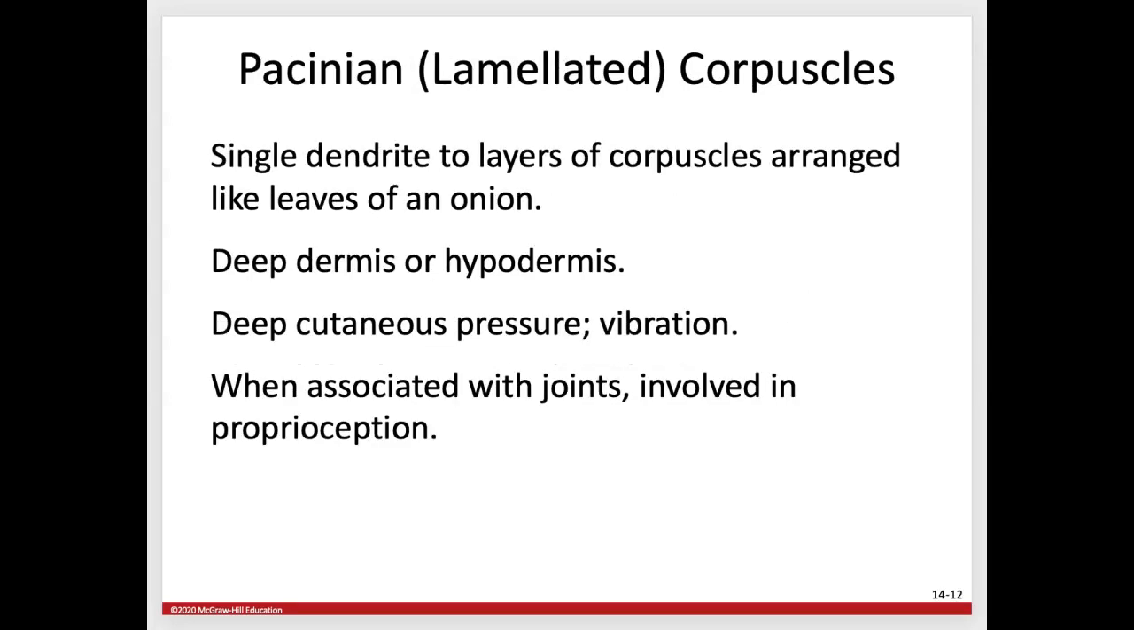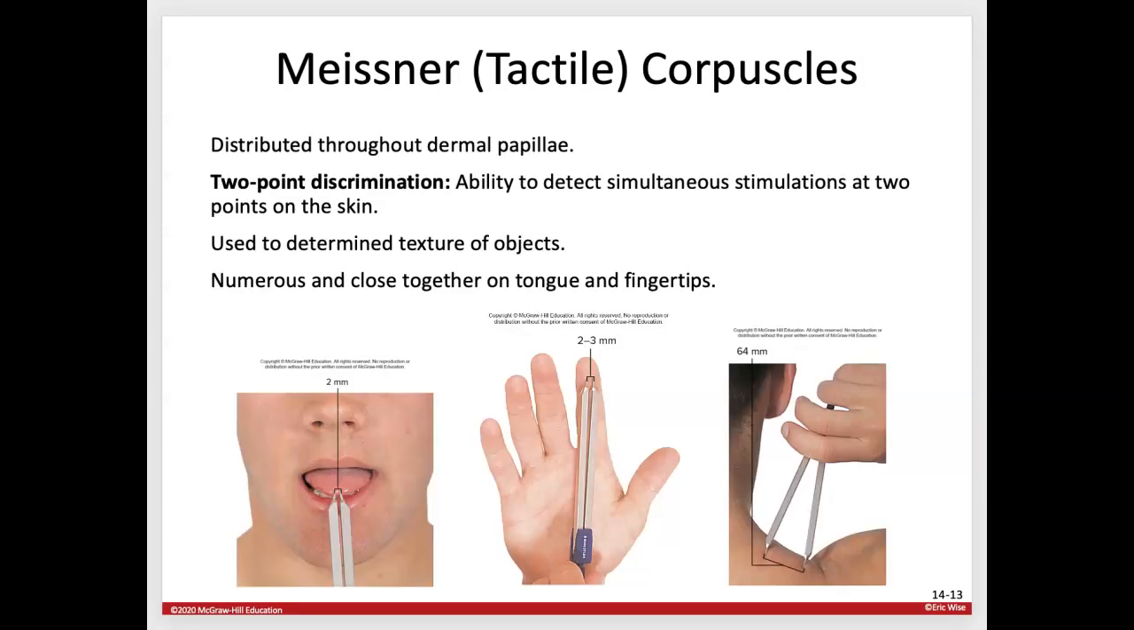Pacinian corpuscles are deep in the dermis or the hypodermis, so they're going to be better for deep cutaneous pressure and vibration. And the Meissner corpuscle, distributed throughout the dermal papillae, is used to determine the texture of objects. So when you feel a paper towel, maybe you like a certain type of paper towel, and when somebody gives you a different one, it feels real rough. Those Meissner's corpuscles are the ones that are determining that.